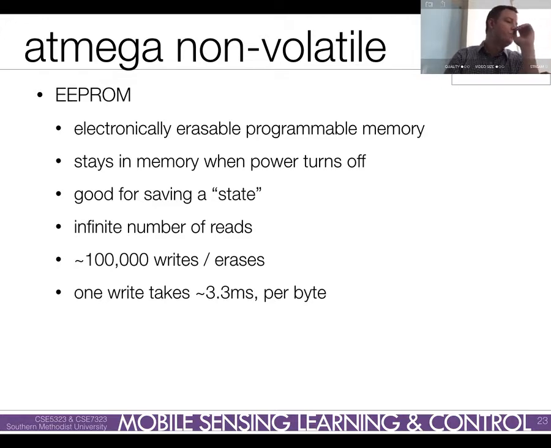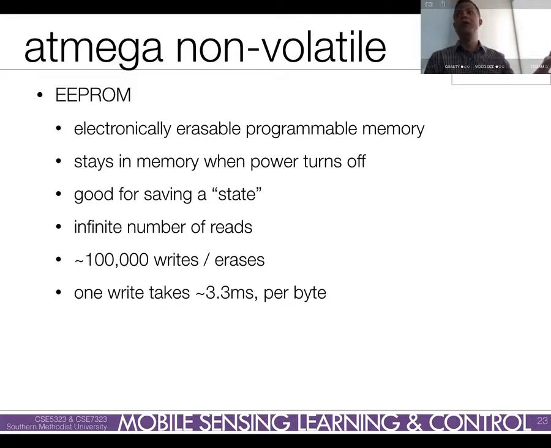Anyway, so EEPROM stays in memory when you turn it off, like we talked about. The only thing with EEPROM is you have a set number of writes and erases. On the Arduino, you have about 100,000 writes and erases that you can do on the EEPROM before you kill that memory. Basically, it won't be usable. You can write to it, and when you read from it, you'll get garbage back. It's just not working anymore.